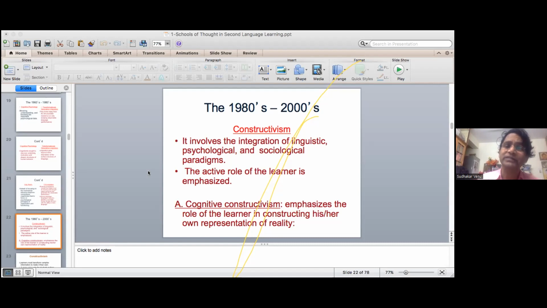When you talk about constructivism, it involves the integration of linguistic, psychological, sociological, all theoretical paradigms. And they emphasize the learner. The learner is an active constructor of knowledge. Cognitive constructivism, which I will be emphasizing in other slides also, emphasizes the role of the learner in constructing his or her own representation of reality. And in one sense, we are all constructivists. Cognitively, we construct reality, the world which we experience every day.